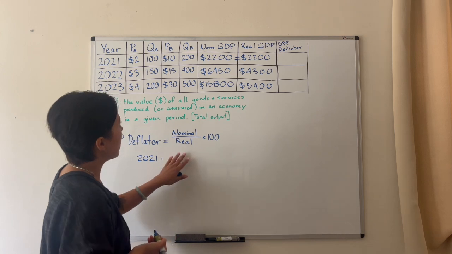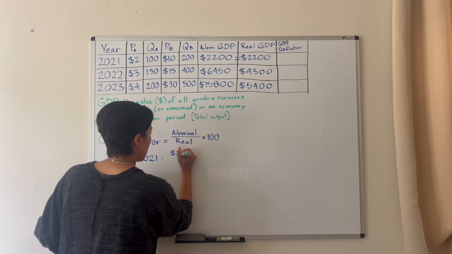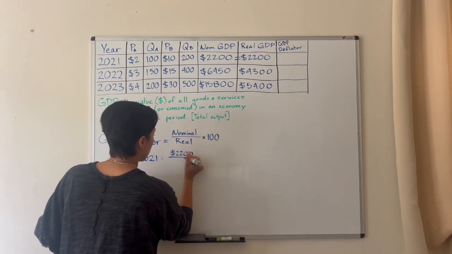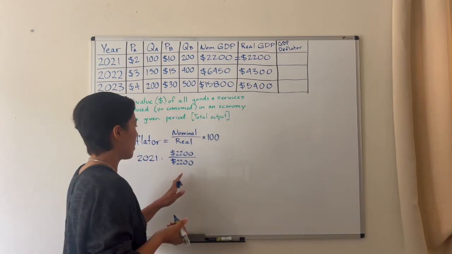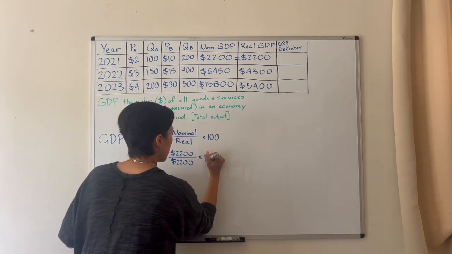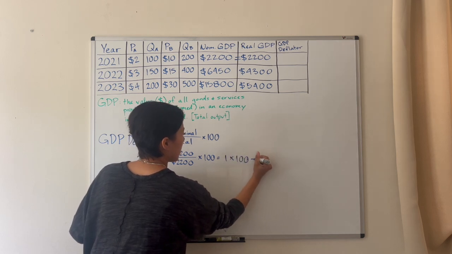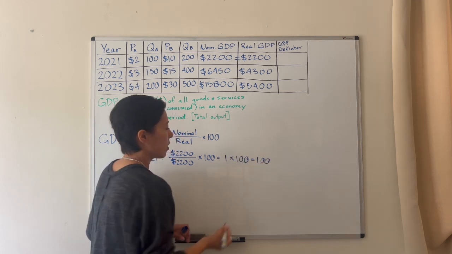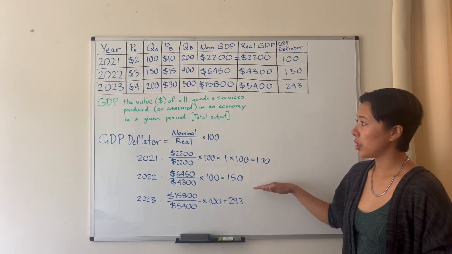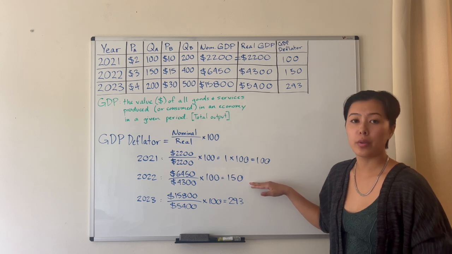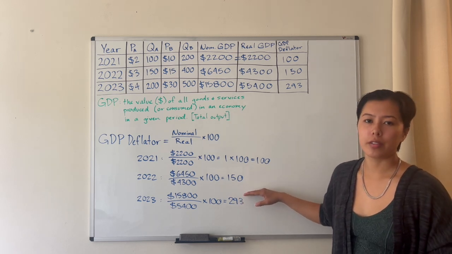So let's start by calculating the GDP deflator for 2021, and this one will be easy. So our nominal GDP in 2021 is $2,200, and our real GDP in this year is also $2,200, and so we know this is equal to 1. So basically we're just saying 1 times 100 is equal to 100. So our GDP deflator is 100. Okay, so I went ahead and calculated our GDP deflator for 2022 and 2023, and the calculation is shown here so you can check your answer.